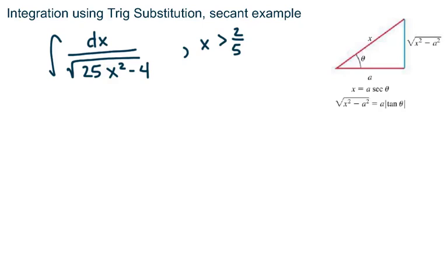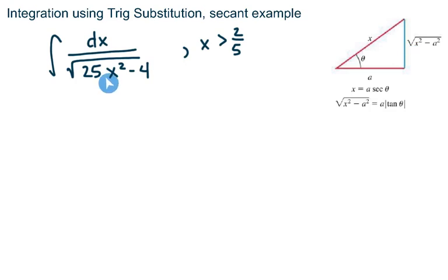In this video, we're going to do our third example using trig substitution to evaluate an integral. The integral we are given is the integral of dx divided by the square root of 25x squared minus 4. We're given this constraint, and that really just keeps the radicand, the piece under the radical in the denominator, positive or greater than 0.